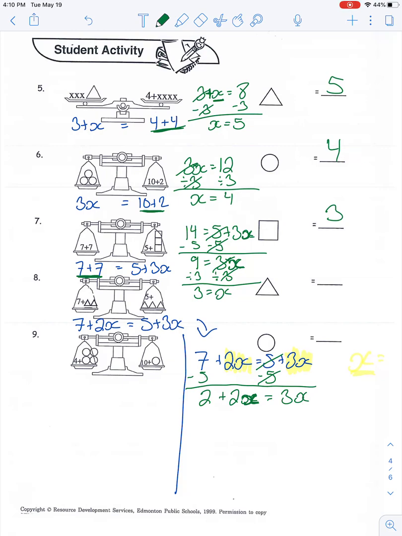Well, we're going to move this one. We're going to move this one because it's smaller to move and we can get it to be touching this one. So the opposite function of plus 2x is minus 2x. So I do to one side, I have to do to the other. Okay, those are gone. So now I have 2 equals, well, what is 3 minus 2?